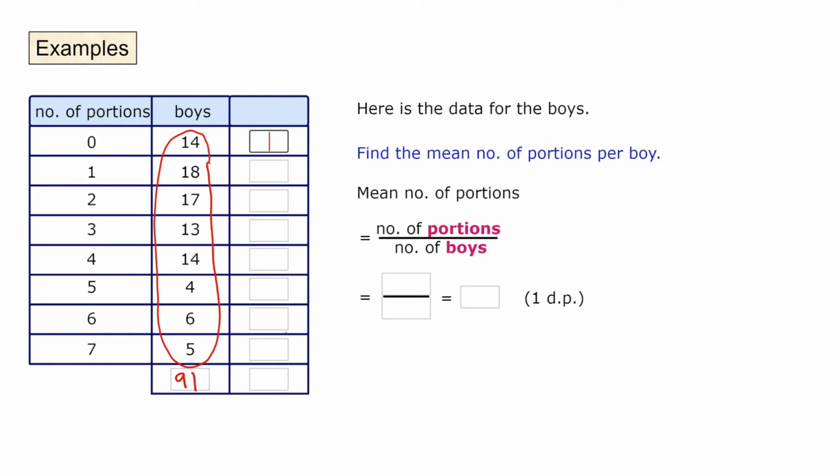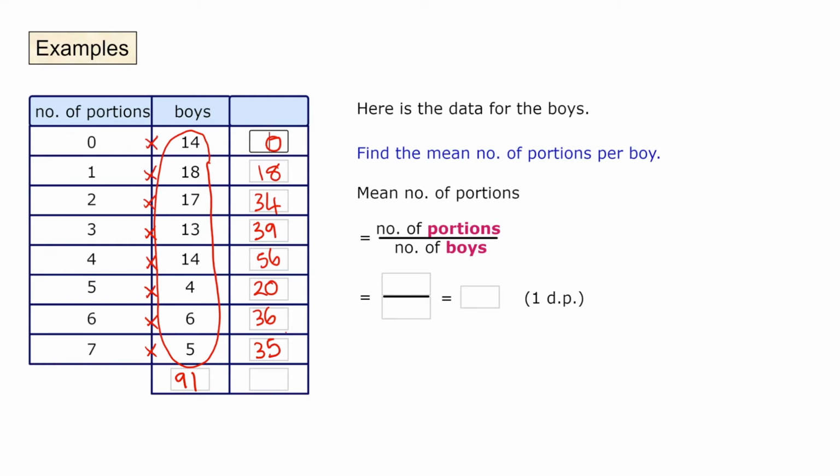Okay, then we're going to find the total number of portions by again then multiplying here, that would be 0, multiplying, that would be 18, multiplying 17 lots of 2 portions, that's going to give you 34, 3 lots of 13 portions, that's going to be 39, 4 lots of 14 portions, that's going to be 56, 4 lots of 5 portions, which is going to be 20, 6 lots of 6 portions, which is 36, and 5 lots of 7 portions, which is 35.